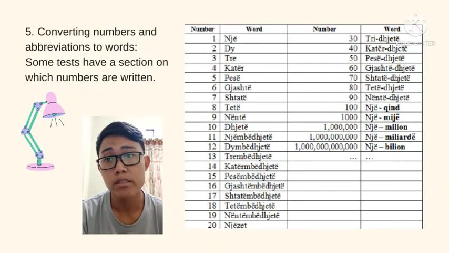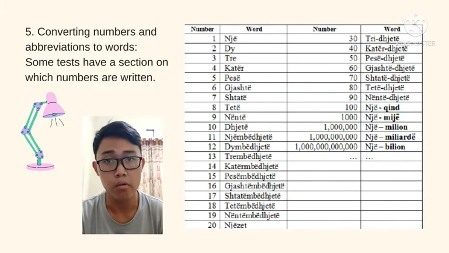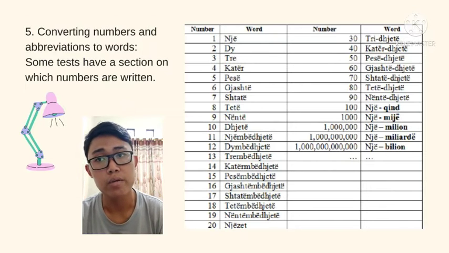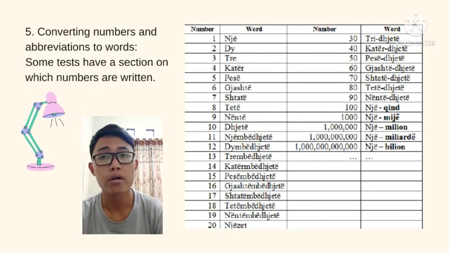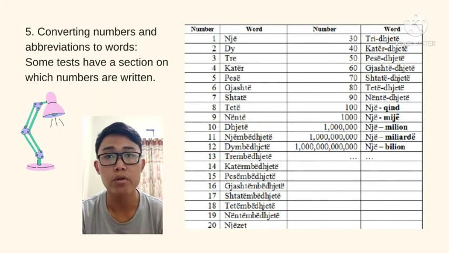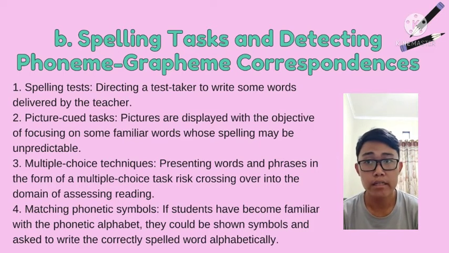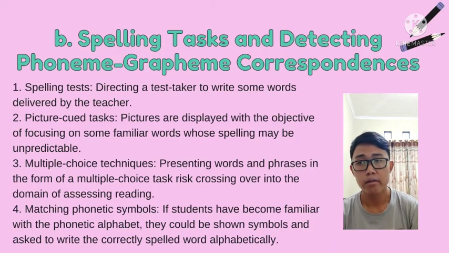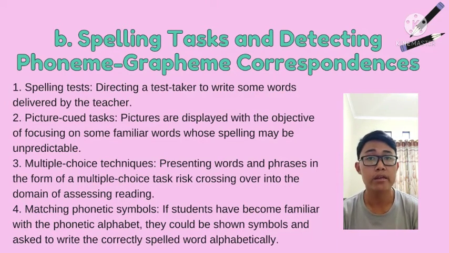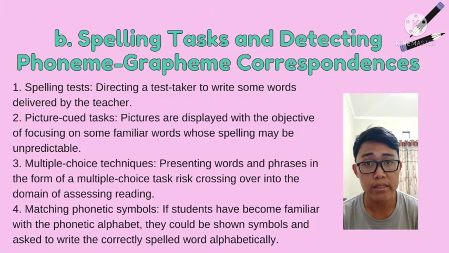Some tests have a section on which numbers are written. These are examples of converting numbers and abbreviations to words. The next is the spelling task and detecting phoneme-grapheme correspondence. The first is a spelling test, directing a test taker to write some words delivered by the teacher.